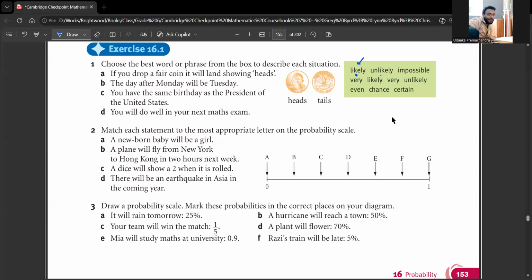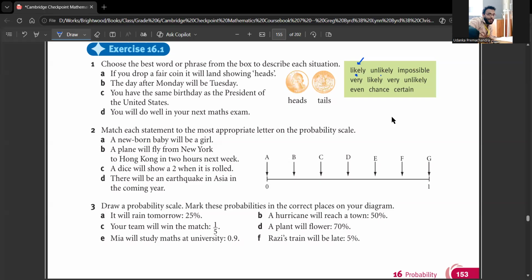Impossible: they are never having any chance. Very likely: there is more and more chance. Very unlikely: there is more and more no chance. Even chance, certain: it means it may be having a good chance.